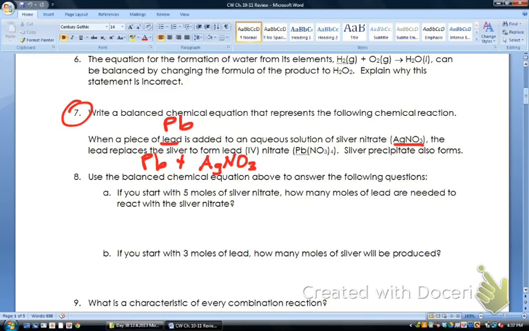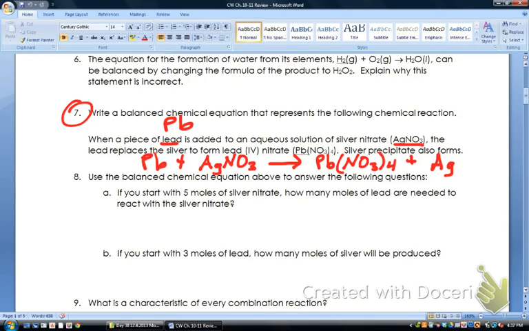Now it says here that when it reacts, it's going to replace the silver to form lead 4 nitrate. So lead 4 nitrate means that we're going to have our arrow, and then on the right side of the arrow we will have the lead 4 nitrate. When it says that a silver precipitate forms, that just means that it's going to give off silver. If you remember, this would be a single replacement reaction because the lead is replacing the silver in the reaction. Now, the first part was just writing out the equation.